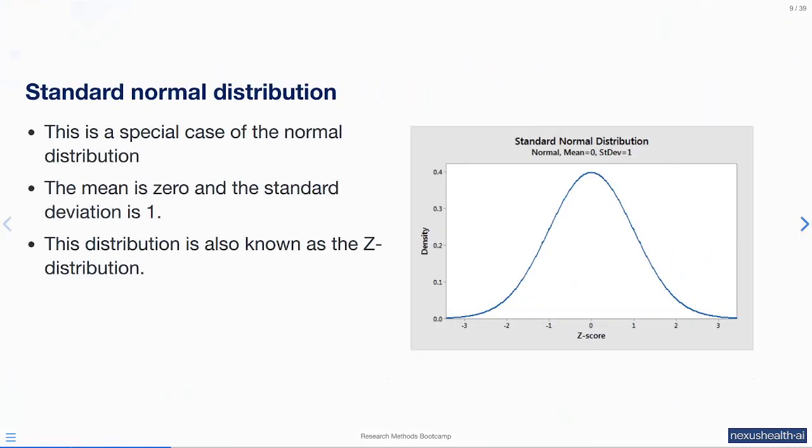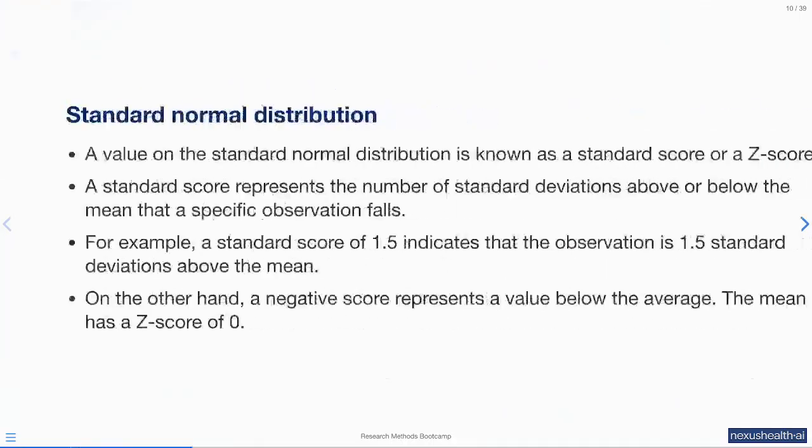We look at the standard normal distribution. This is a special case of the normal distribution, and this is the distribution whereby the mean is 0 and the standard deviation is 1. This distribution is also known as the Z distribution. So it's known as the standard normal distribution or the Z distribution. It has a mean of 0 and a standard deviation of 1.